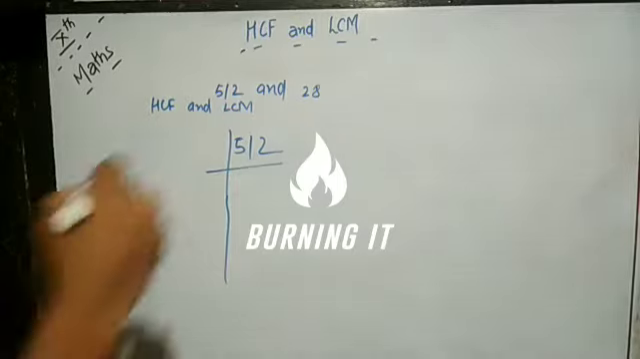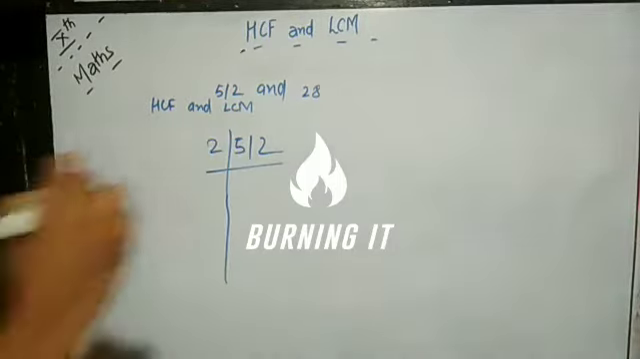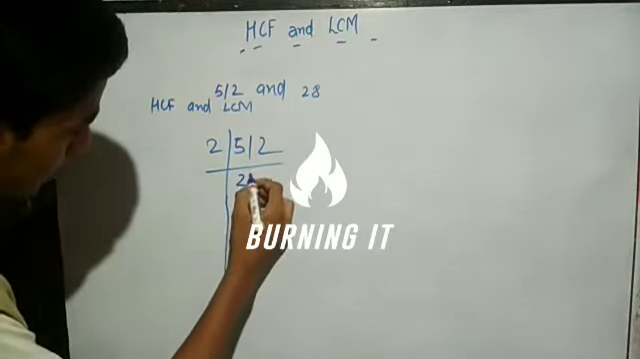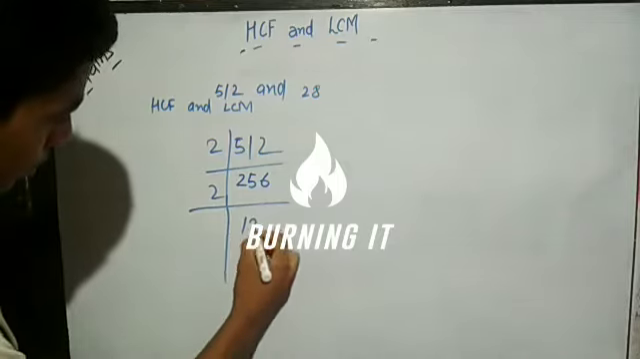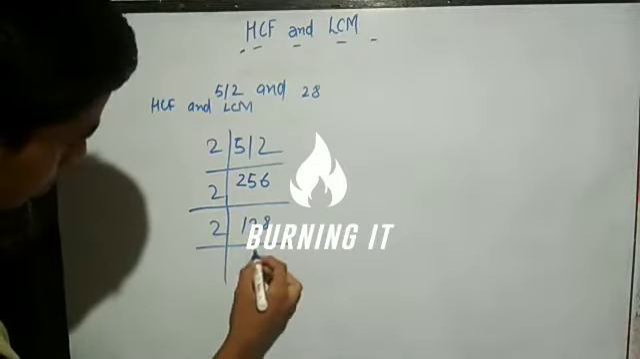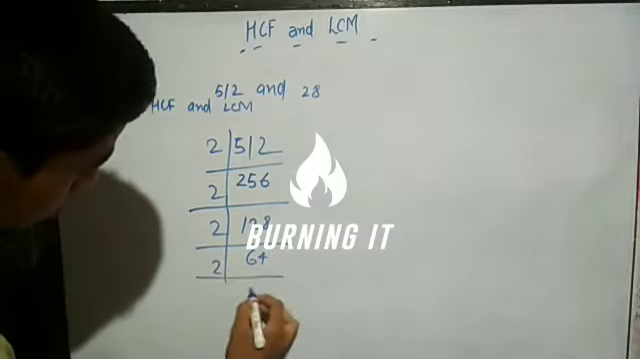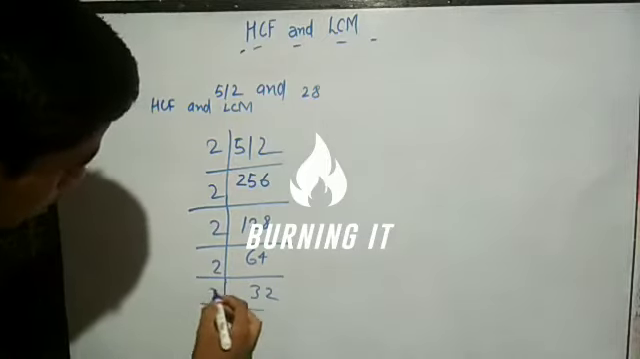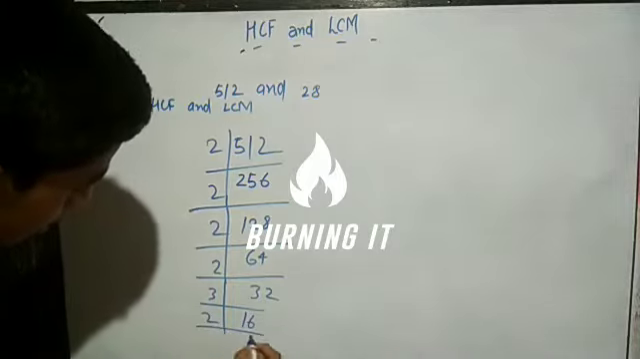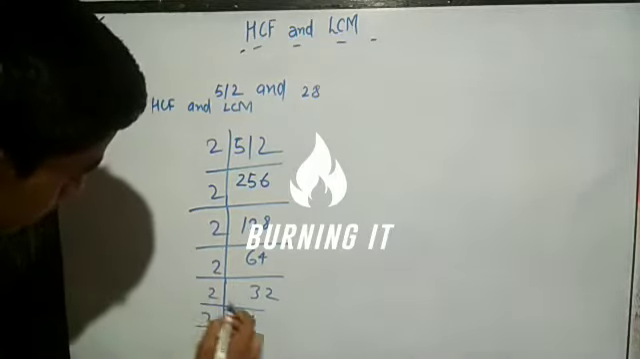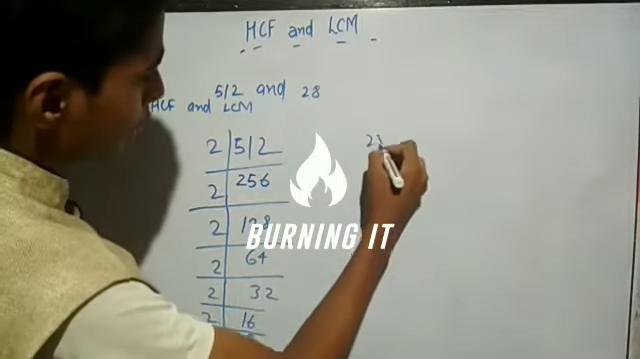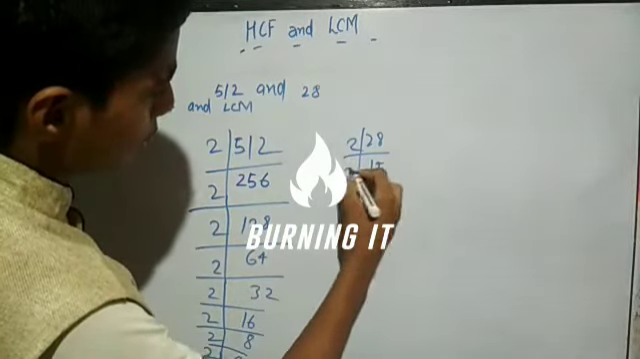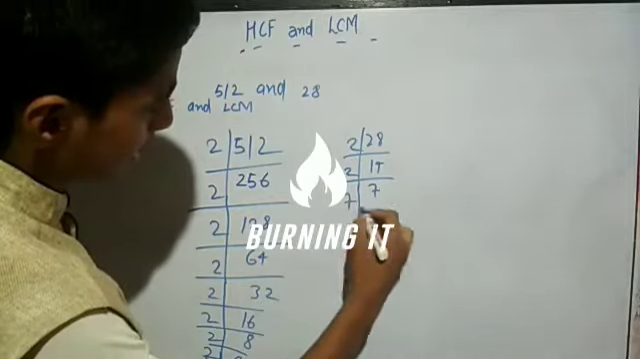As we can see clearly that it is a multiple of 2. So what will we get here? 256, and then 2, 128. Then 2, 64. Then 2, 32. Then 2, 16, then 2, 8, then 2, 4, and finally by applying 2, we will get 1. Now look here, what about 28? 2, 14, 2, 7, then 7, 1.